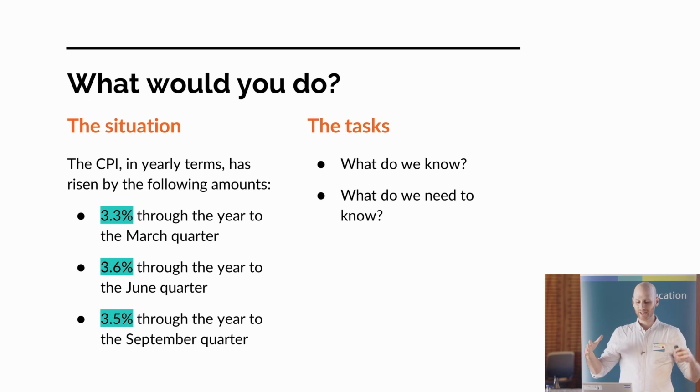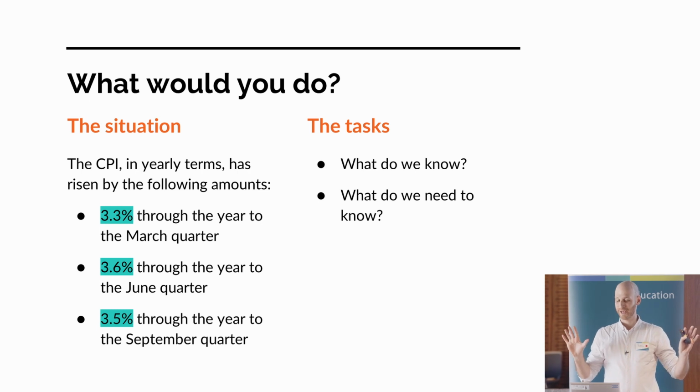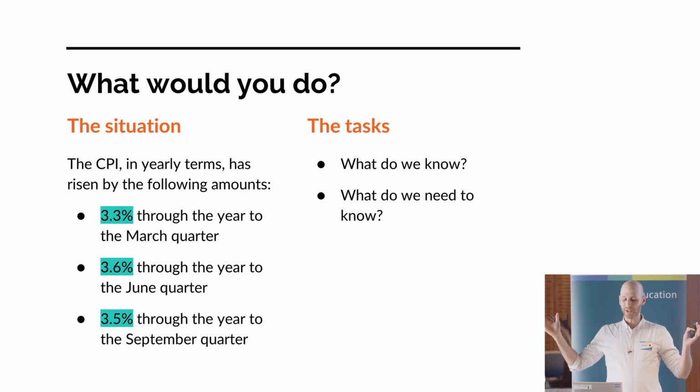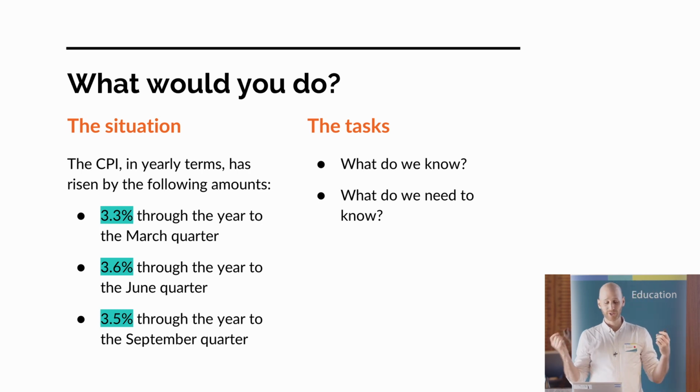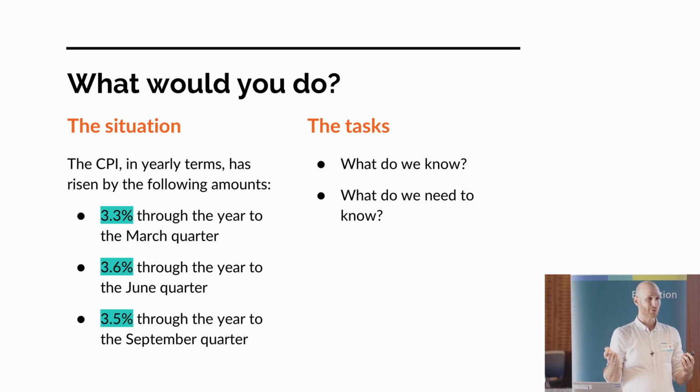You're sitting down and you look at things, and as Thomas was saying, CPI in yearly terms is very important for the RBA board. So we look at the CPI and we say, okay, it's gone up by 3.3% the year to the March quarter, 3.6% the year to the June quarter, and 3.5% the year to the September quarter. So presenting you with this information, even before you start extending beyond it, you can think, okay, we're sitting outside of this target band.